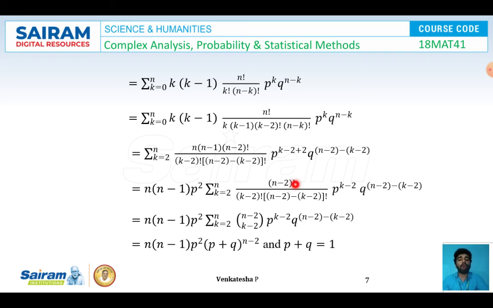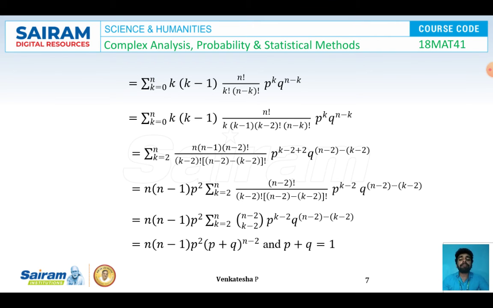So this will be equal to again combination. So I got the expression n minus 1 p square summation k from 2 to n minus 2 C k minus 2, p power k minus 2, q power n minus 2 minus (k minus 2). We got it. So this will be equal to again (p plus q) whole power n minus 2. I got the expression n minus 1 p square into (p plus q) whole power n minus 2. And we know that p plus q will be equal to 1, I'll be getting 1 power n minus 2 here. So I'll be getting expectation of x into x minus 1 as n minus 1 p square.